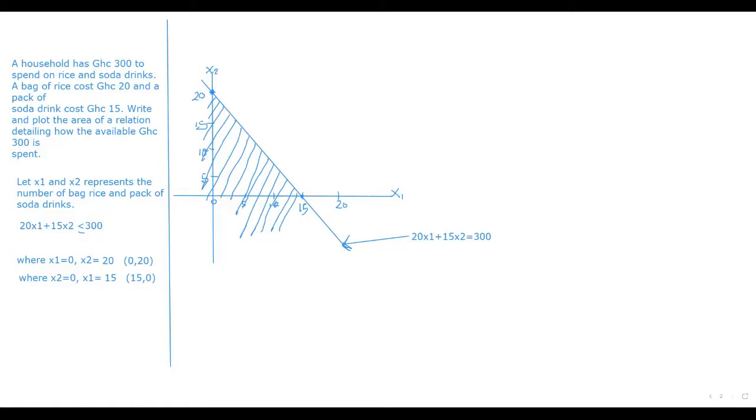Good. So the decision variables are rice and soda drinks. So let's say you enter the supermarket and you are having 300 cedis. Now you are planning to buy rice.